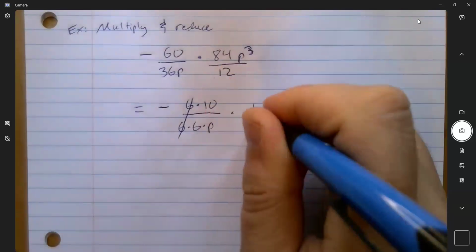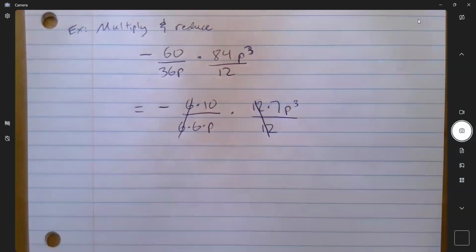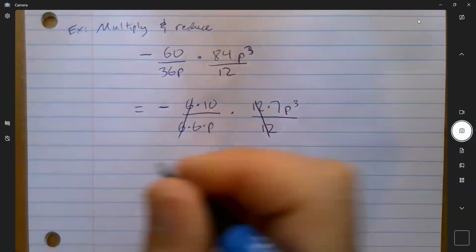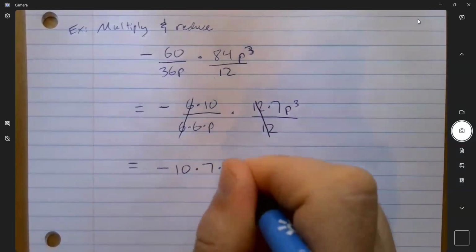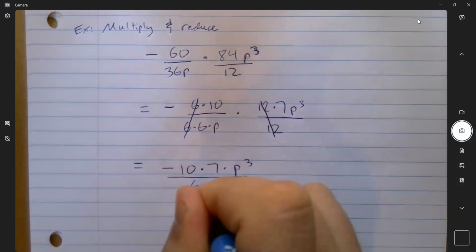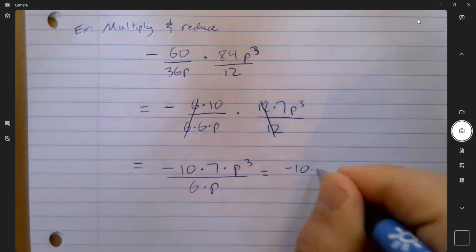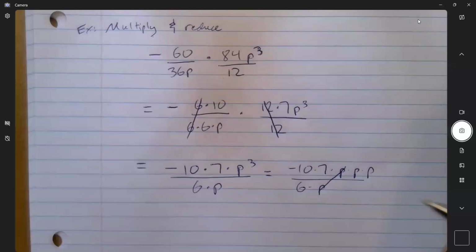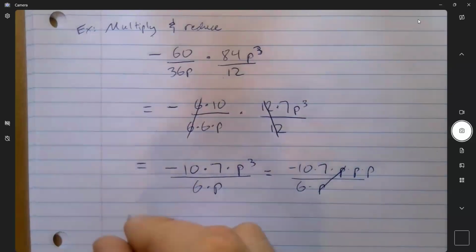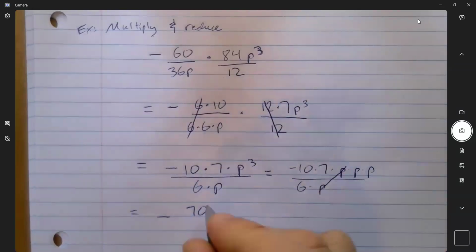And I know 84 is 12 times 7, and there's the p cubed. And there's a 12 right there, and so that cancels. And so what I end up with is negative 10 times 7 times p cubed all over 6 times p. p cubed is p times p times p, and so one of those cancel. And I get negative 10 times 7, so negative 70p squared over 6.